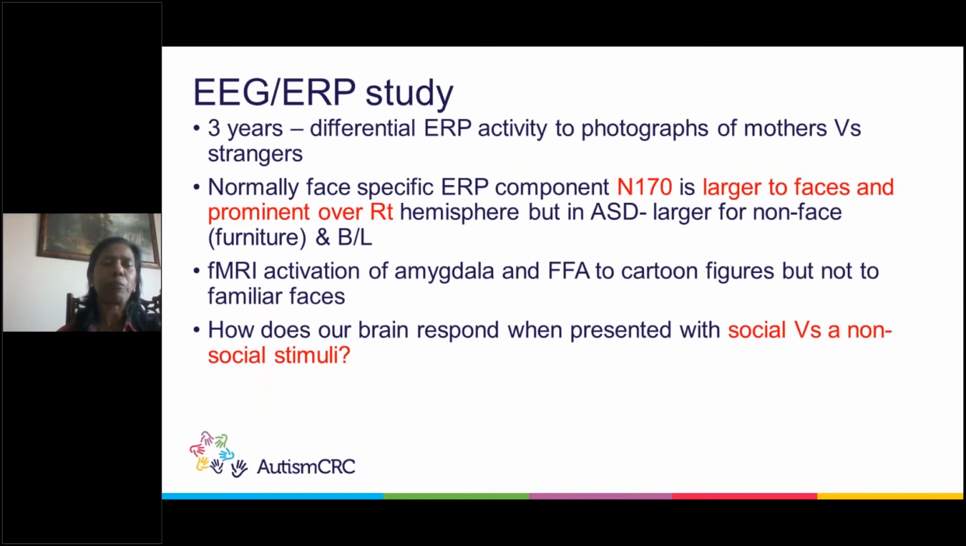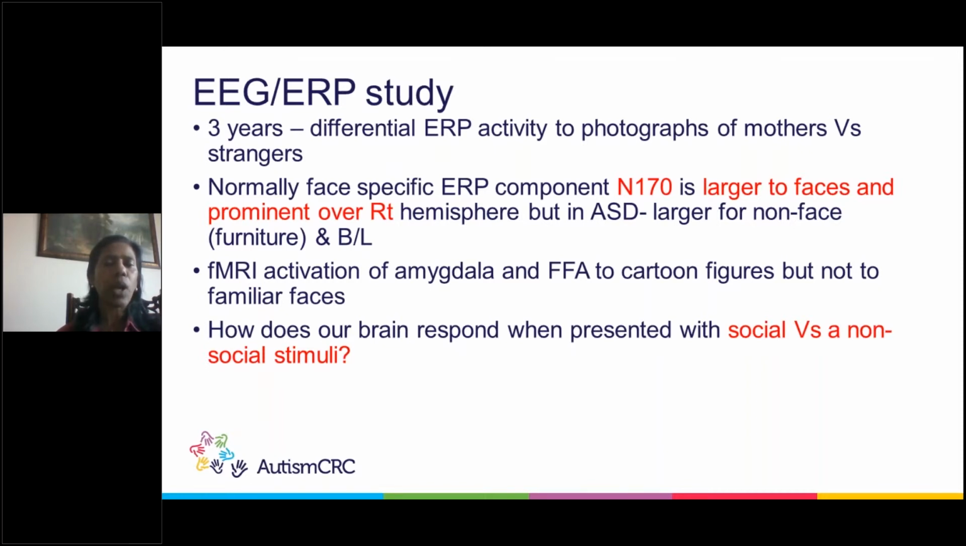And if you look at fMRI, that's functional magnetic resonance imaging activation, when you show cartoon figures, amygdala and the fusiform face area activation is the same in young children with autism and in typically developing children. But when you show them a familiar face, that differentiation, you can see that the fusiform face area is not activated in the way that you would like it to when you are watching or seeing a familiar face on the screen.